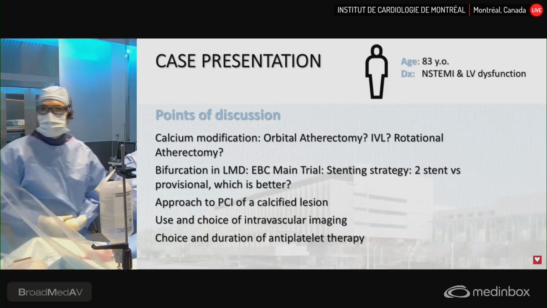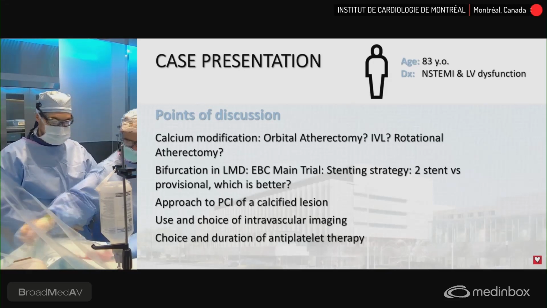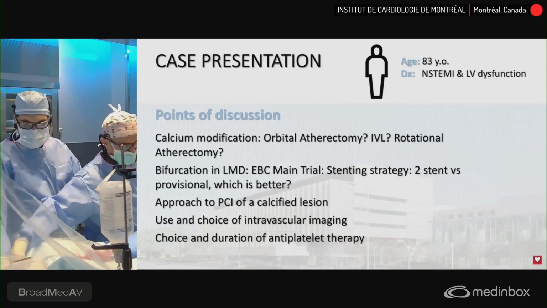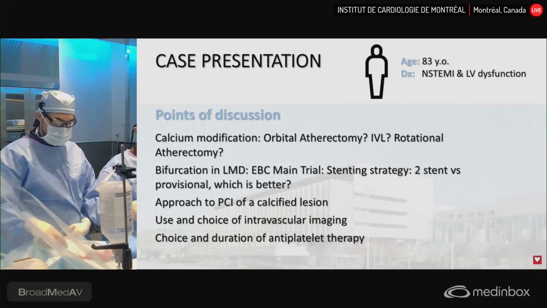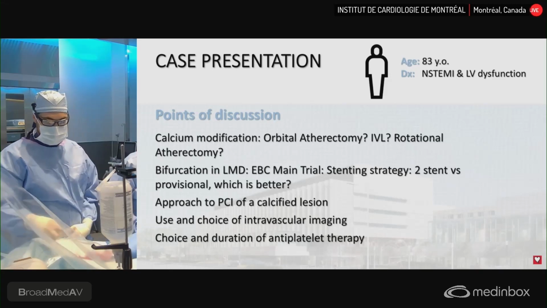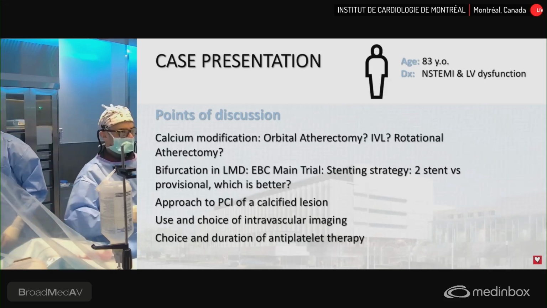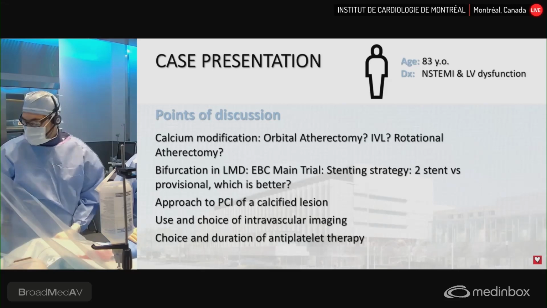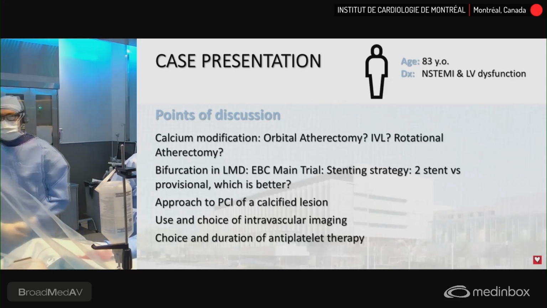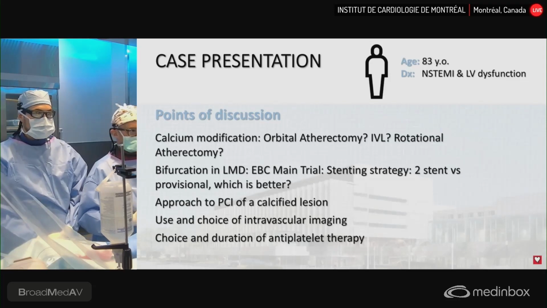Now, obviously, there's some discussion here we can have either between us or with the audience on Slido. But it's again the strategy of calcium modification. Orbital atherectomy was our first choice, but intravascular lithotripsy could be an option. Rotational atherectomy at the same time, it's an unprotected left main, so we think orbital will allow us to do the superficial calcium and deep calcium, but we would like to have the IVUS pre.